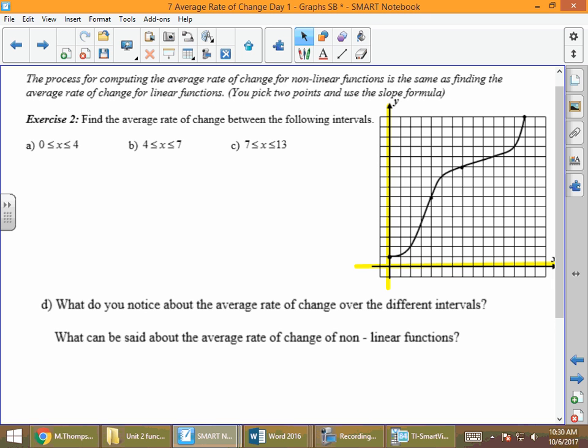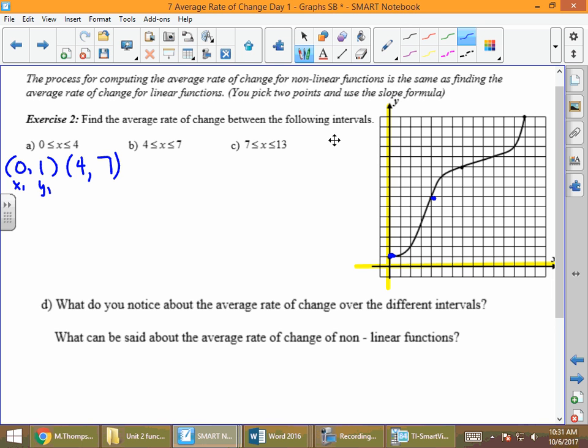But when we look at these, here's 0, and here's 4. And we can identify these points. (0, 1). And we also have 4, 1, 2, 3, 4, 5, 6, 7. (4, 7). Once again, that's x1, there's y1. Here's x2 and y2. And we can fill in the slope formula. 7 minus 1 over 4 minus 0. Well, 7 minus 1 is 6, and 4 minus 0 is 4.